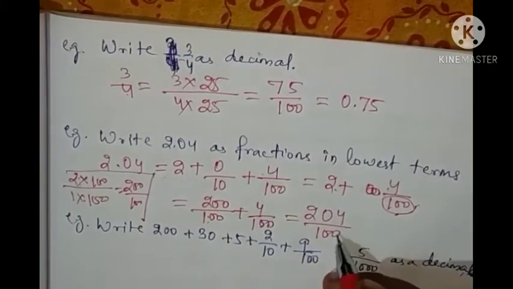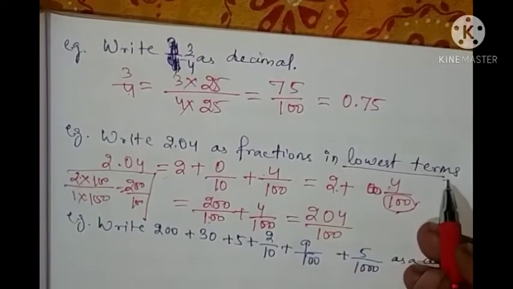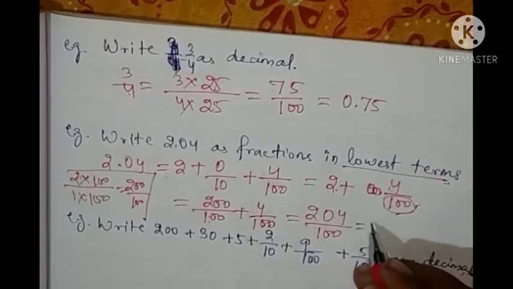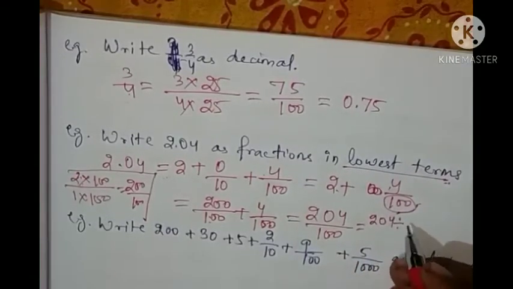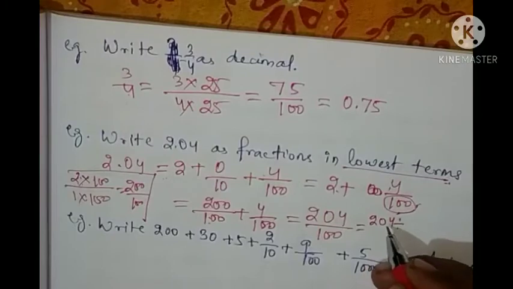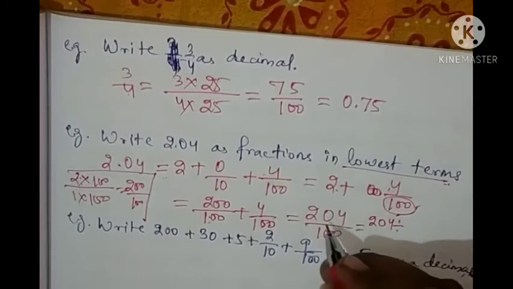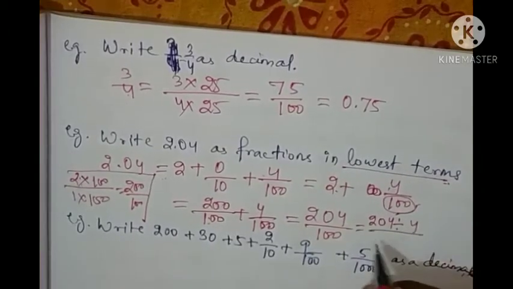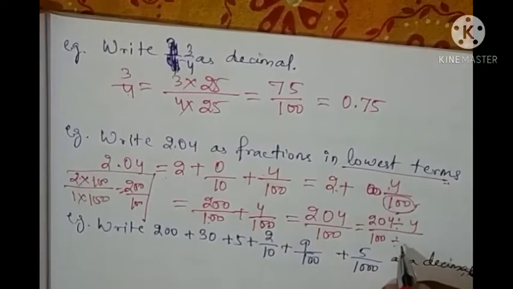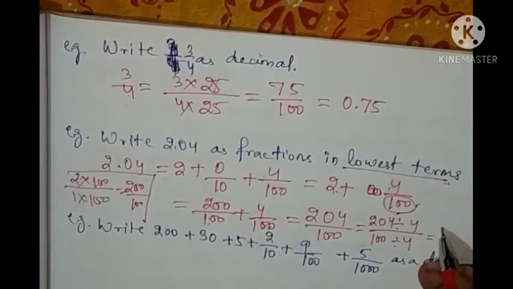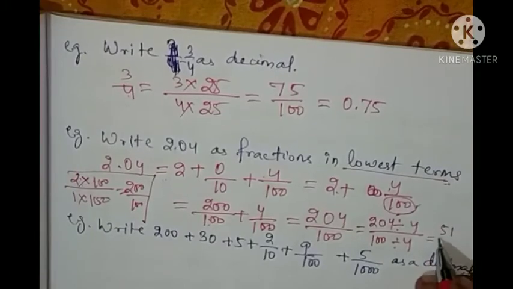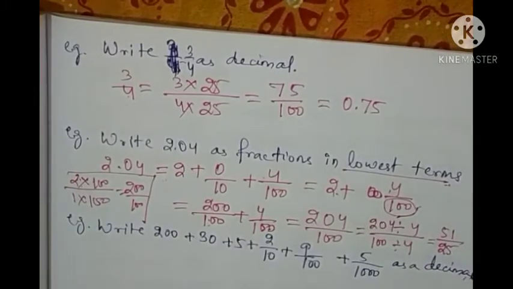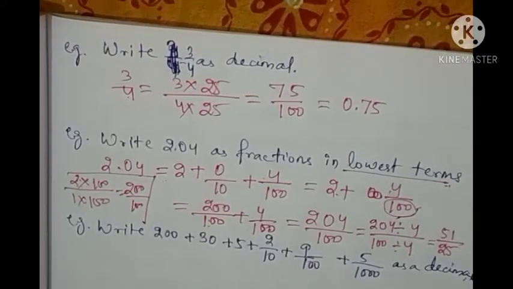So now we can make it into reduced form, reduced into lowest terms. So how can we reduce? We can divide the numerator and denominator by the HCF of numerator and denominator. So HCF is how much? Your 4. 204 and 100 divided by 4, so how much are you getting? This is 51 by 25. So like that you can convert the decimal into a fraction. And after that, if you are not getting the lowest terms or reduced form, you can reduce it.